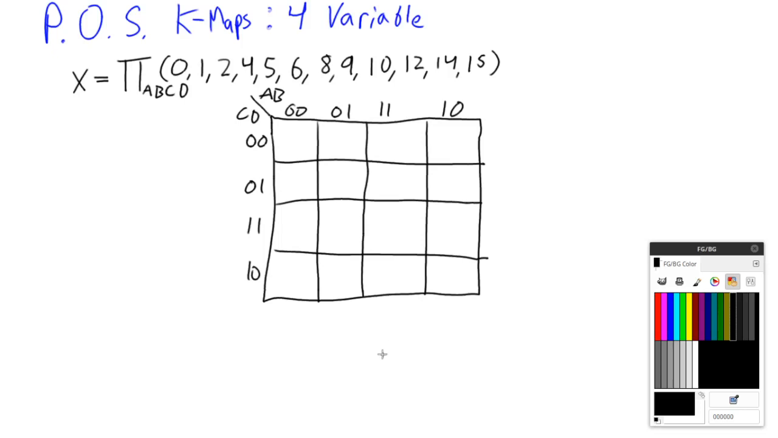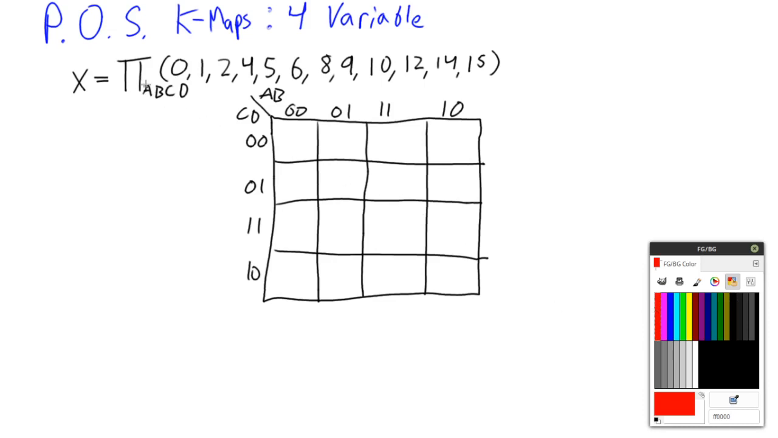Let's look at a product of sums example where we have four variables, and this time we're given the shorthand notation. This is the product of sums shorthand notation, right? Because we've got a big pi. And remember, this is just telling us where the zeros are on the K-map or the truth table. In this problem, I could ask for a product of sums expression and give you the sum of products shorthand, telling you where the ones are, which in turn tells you where the zeros are. Doesn't really matter, it's still all the same game.